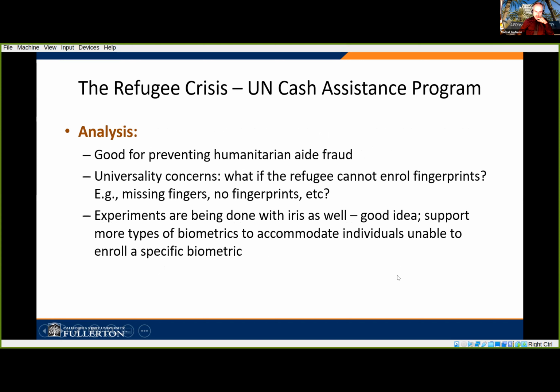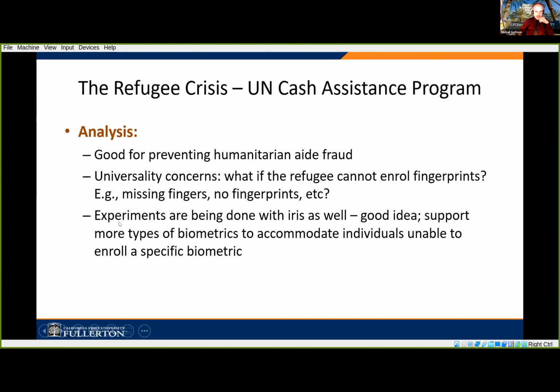This approach seems to be quite viable because by using fingerprint scanning and verification, it can help to ensure accountability and prevent humanitarian aid fraud, which happens frequently enough. However, this raises the concern over something called universality. Basically, the universality of a biometric trait refers to how likely everybody is to possess the trait. So, for example, let's say a refugee isn't able to present their fingerprints because they have missing fingers or even no fingerprints. That does happen, for example, if somebody does a lot of work with sandpaper.